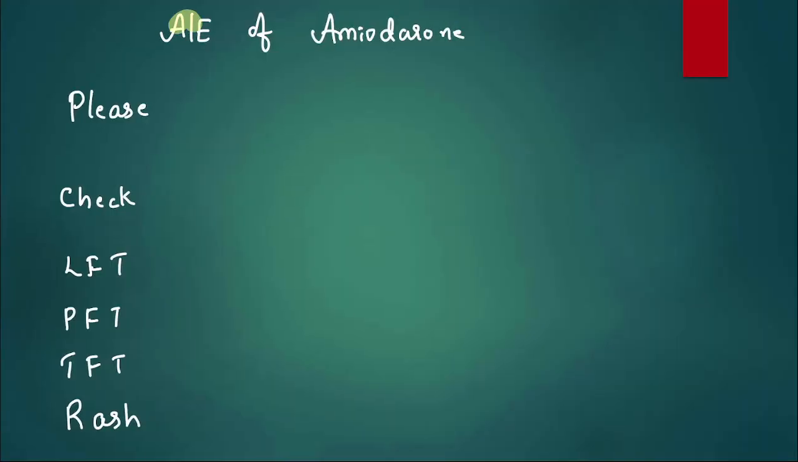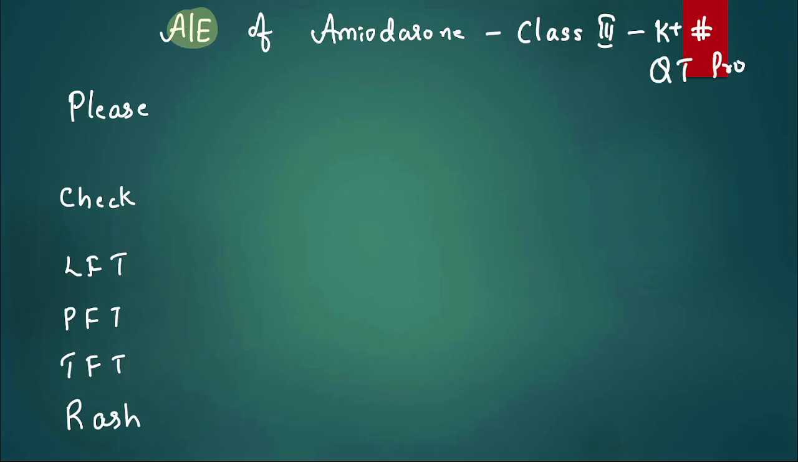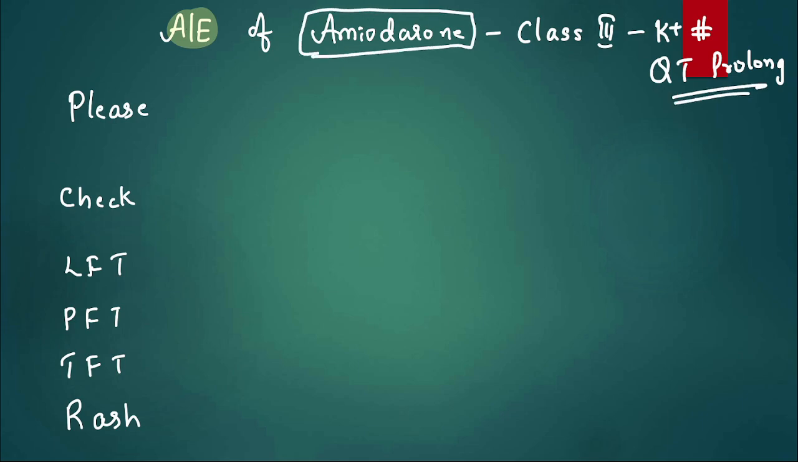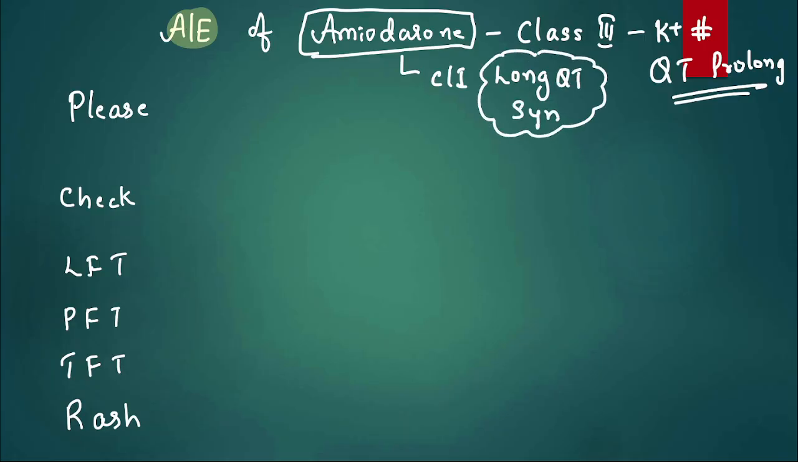Coming to the adverse effect of amiodarone, I told you amiodarone belongs to class 3 antiarrhythmics, and you know class 3 antiarrhythmics are potassium channel blockers. So what happens in ECG? They can lead to QT prolongation. So since it causes QT prolongation, amiodarone should not be used in arrhythmias called long QT syndromes. So it is contraindicated in which arrhythmia? In long QT syndrome arrhythmias, because it itself will increase QT interval.